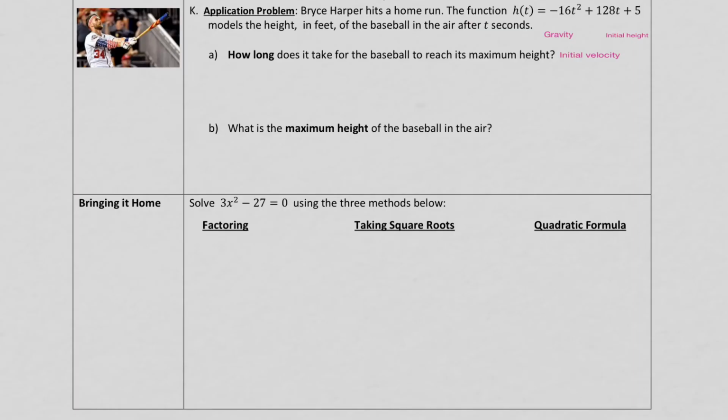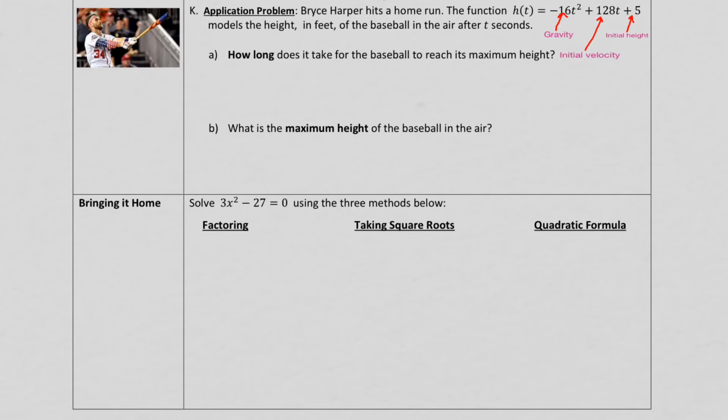Alright, example K. So now, how about an application problem with quadratics? In this case, Bryce Harper hits a home run. The function to the right here represents the height in feet of the baseball in the air after t seconds. Guys, when we have these kinds of questions, the a value is going to be gravity. The initial velocity that the ball is hit with is going to be the b value. So it's positive because the baseball goes up. And the initial height is going to be the c value, where the ball is hit from. So this is where our a, b, and c come from.